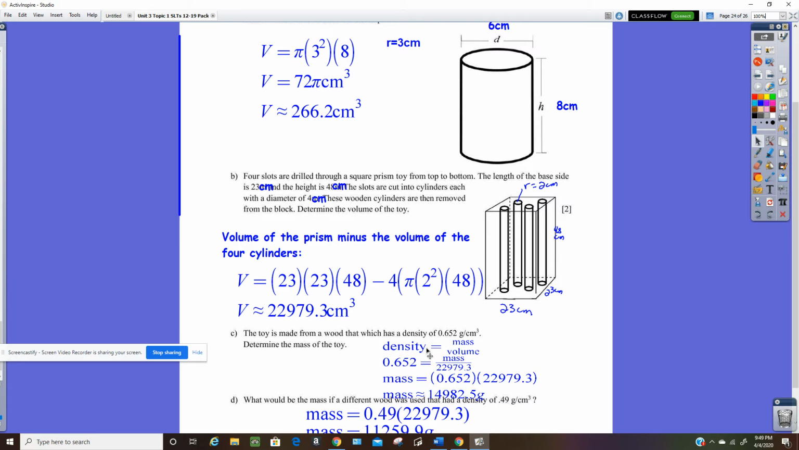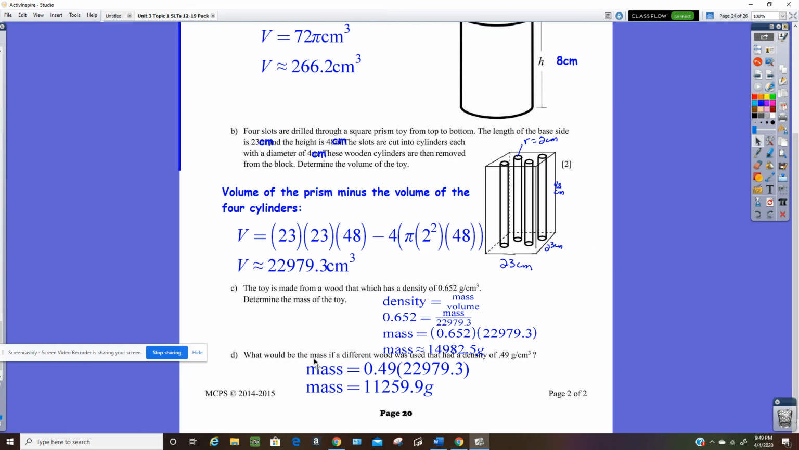So mass density is mass divided by volume. Given the density, you want to find the mass, and you find the volume here. So in order to find the mass, you have to multiply these two together. And you get 14,982.5 grams.